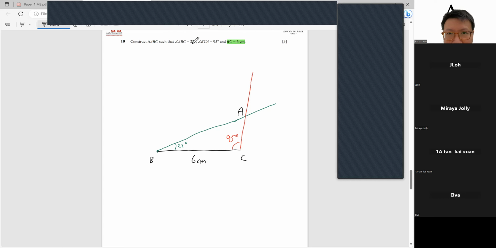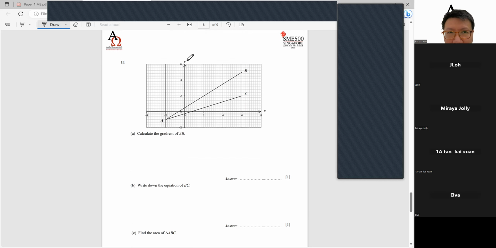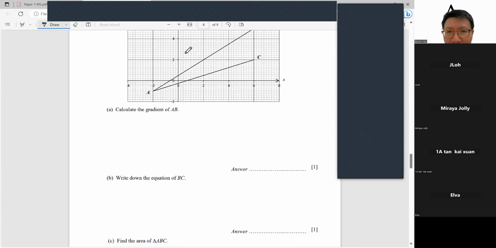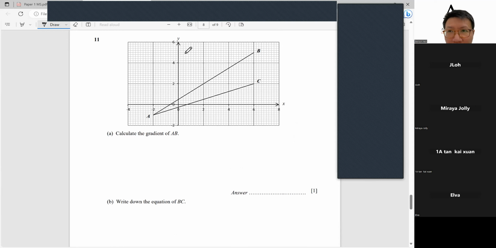Okay, Ken? Shall we move on to the last 2 questions? Normally paper 1, paper 2, there will be one graph plotting, but it's not paper 1 in this case, right? It's paper 2 that has the graph plotting. Because paper 1, they give you a graph already. Okay, find the gradient of AB.